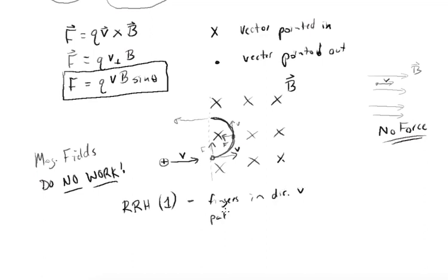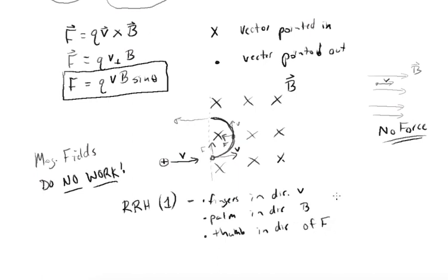Your palm, you point in the direction of the B field, and then if you hold your thumb out extended, like you're hitchhiking or something, the thumb is in the direction, it tells you the direction of the force.